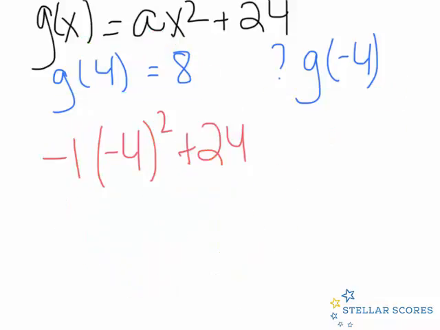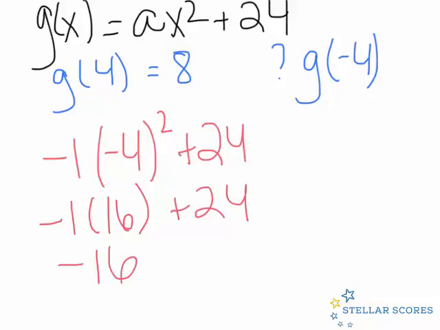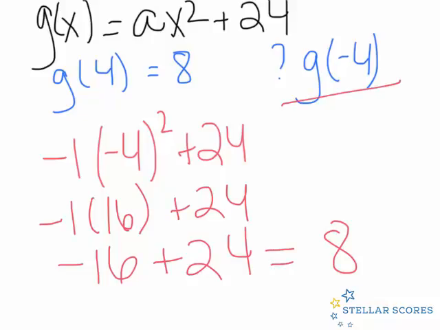Following PEMDAS, let's do our exponents first. So negative 4 squared, negative 4 times negative 4 is 16. So we have negative 1 times 16 plus 24. Negative 1 times 16 is negative 16 plus 24. Negative 16 plus 24, let's see, that's going to be positive 8. So when we plug negative 4 into that equation, our g of negative 4 is equal to 8. Interestingly enough, look, it's the same as when g of positive 4 is equal to 8.